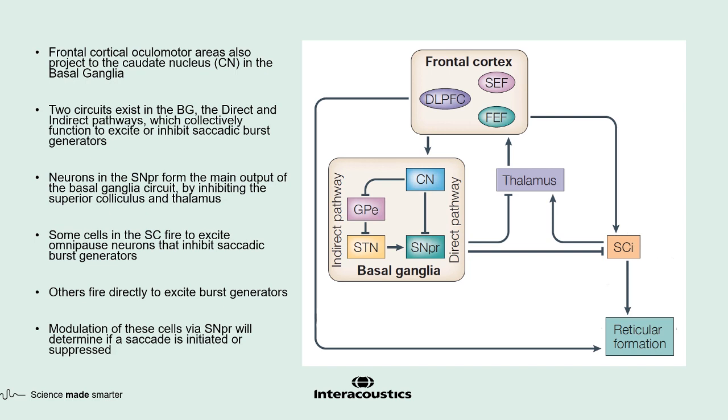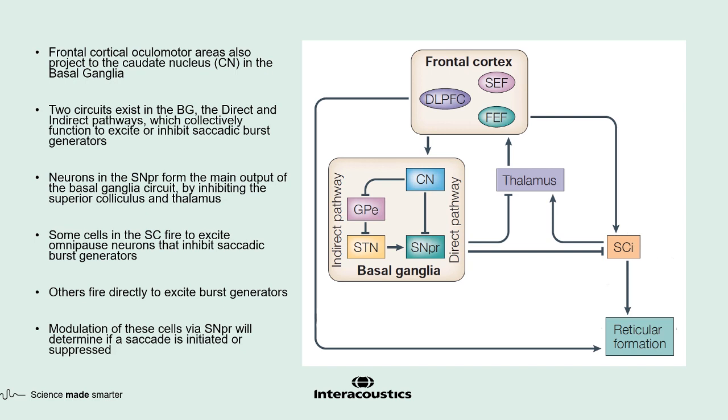Specifically with respect to saccades, any output that goes through the basal ganglia is either going to be excited or inhibited. So two circuits exist in the basal ganglia. There's the direct and indirect pathways, and these collectively function to excite or inhibit saccadic burst generators. Neurons in the substantia nigra pars reticulata, which we generally just refer to as the nigra, form the main output of the basal ganglia circuit by inhibiting the superior colliculus and the thalamus.